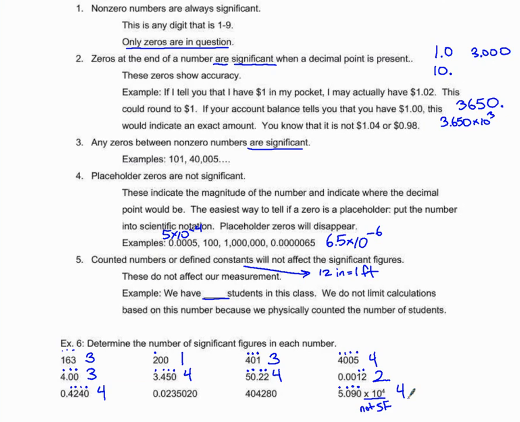All right, now to these bottom middle ones. 404,280. I've got non-zeros. I have a 0 between them. That's rule number 3. And I have a 0 at the end, and there is no decimal point. So this one is going to be a placeholder, rule number 4. 5 significant figures.